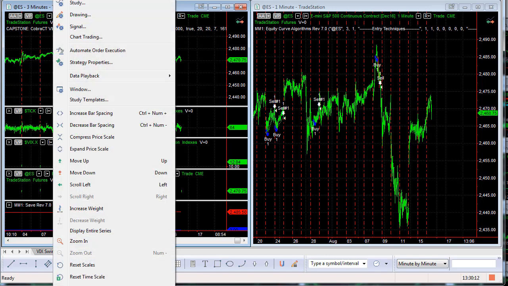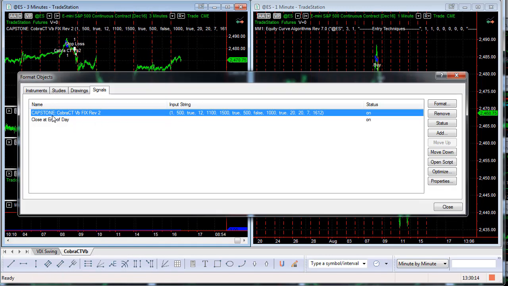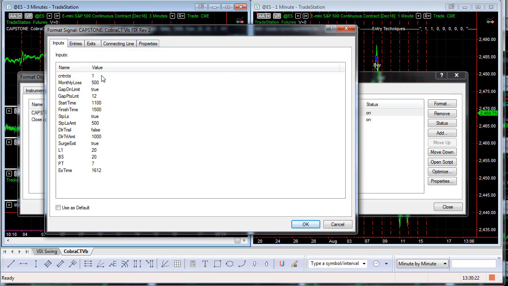Then the signal that you want to use is Capstone Cobra CT5B Fix Rev 2, and you want to also have close at end of day. And so here are the default settings that we use. Monthly loss is based on an end of trade basis. If you come into the day and you're down 400 on the month and you have a stop loss of 500, it could still be down more than 500 on the month, because it won't stop intra-trade. It's based on an end of trade basis, so you could be down about 1,000 on the month, even though this monthly stop loss is set to 500.